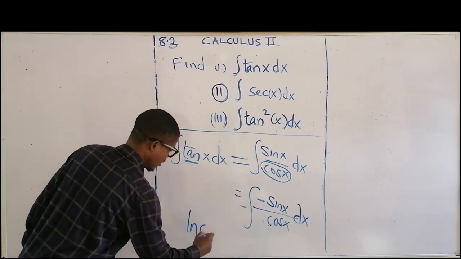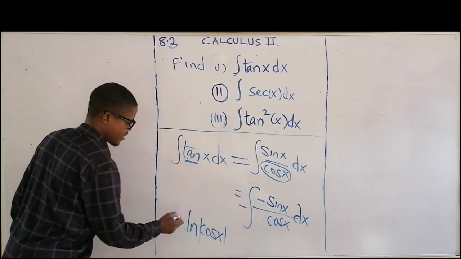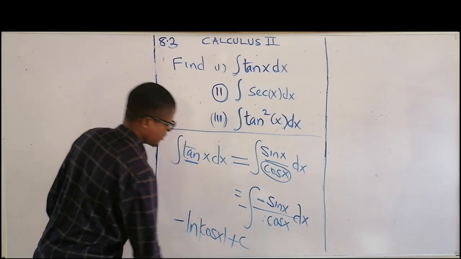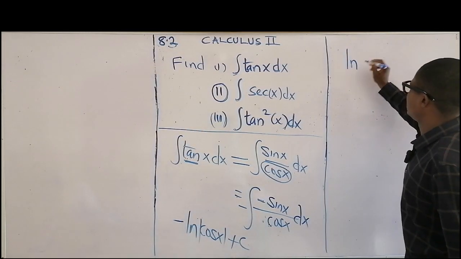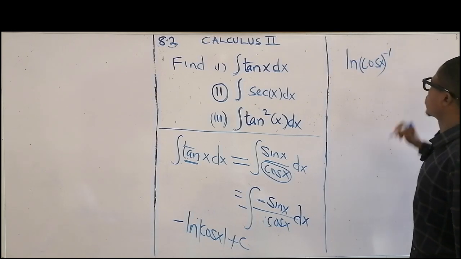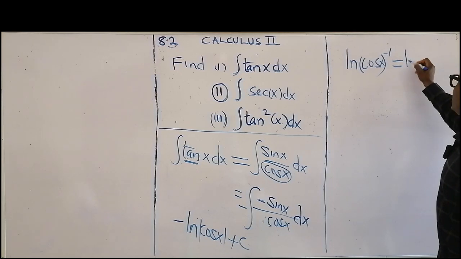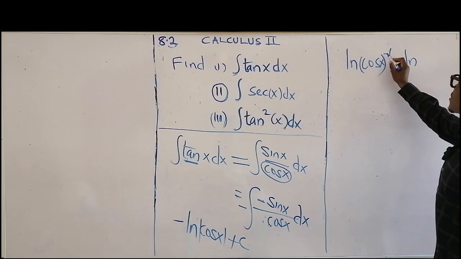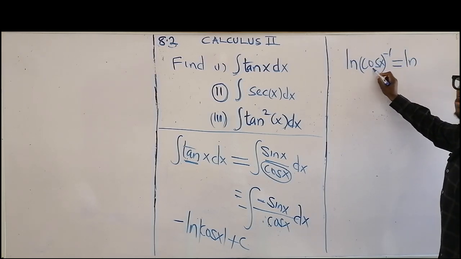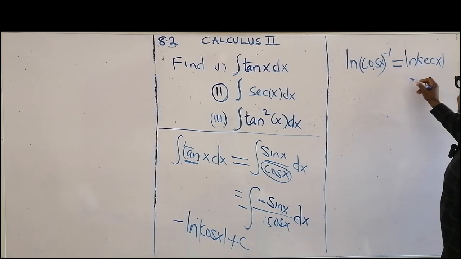it's going to give us ln of the denominator. And don't forget the minus outside here, plus c. In that case, we're going to have ln of this function to the power minus 1, the minus here. That will be equal to ln of cos x to the power minus 1, which means 1 over cos, and 1 over cos is sec x, plus c.